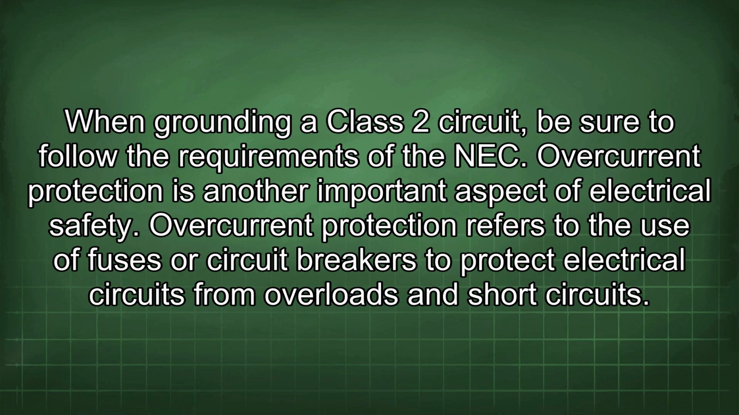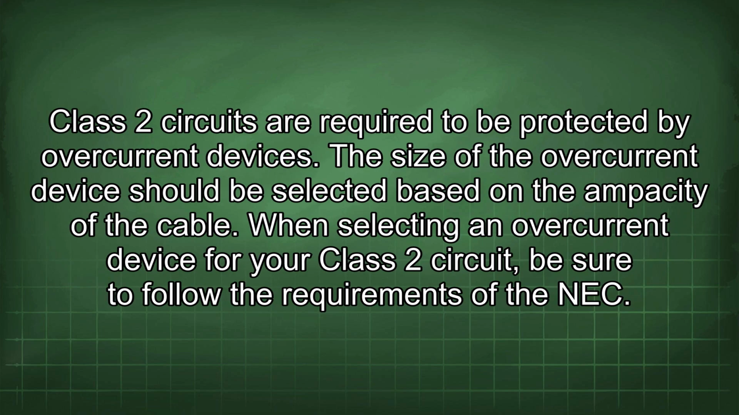Overcurrent protection is another important aspect of electrical safety. Overcurrent protection refers to the use of fuses or circuit breakers to protect electrical circuits from overloads and short circuits. Class 2 circuits are required to be protected by overcurrent devices. The size of the overcurrent device should be selected based on the ampacity of the cable. When selecting an overcurrent device for your Class 2 circuit, be sure to follow the requirements of the NEC.